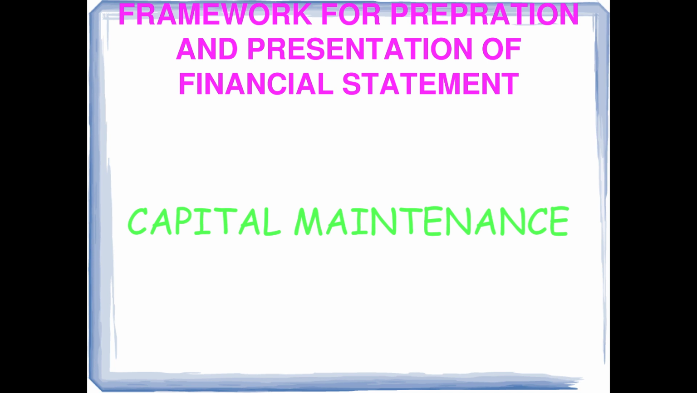Physical capital maintenance at current cost. Under this convention, the historical cost of opening and closing assets are restated at closing price using the specific price index applicable to each asset. The liabilities are also restated at the value of economic resource to be sacrificed to settle the obligation at the current date, that is, the closing date.